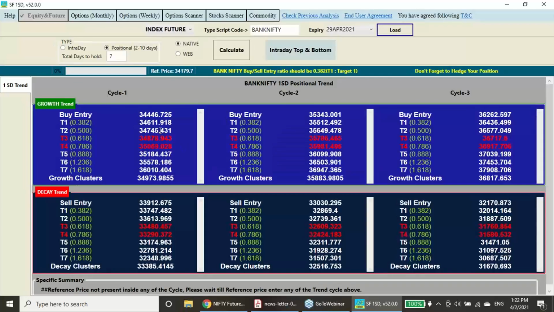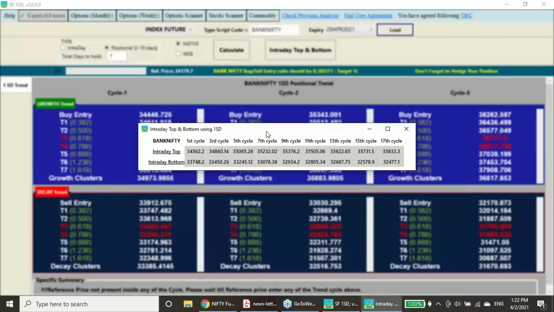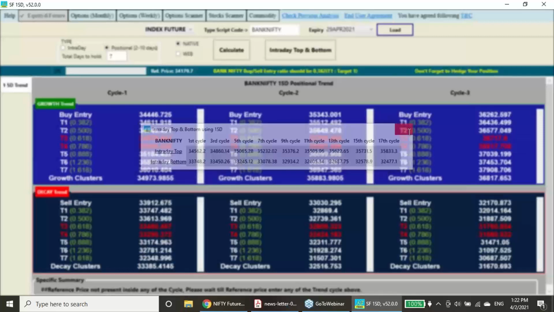Say you have entered a weekly Bank Nifty buy trade at 34,612, and you have achieved, say, 35,578. Though I have entered at 34,612 and achieved 35,578, is it wise to book the profit here? So that top and bottom can guide you. Your top and bottom is telling that above 34,562, you can make 34,860.